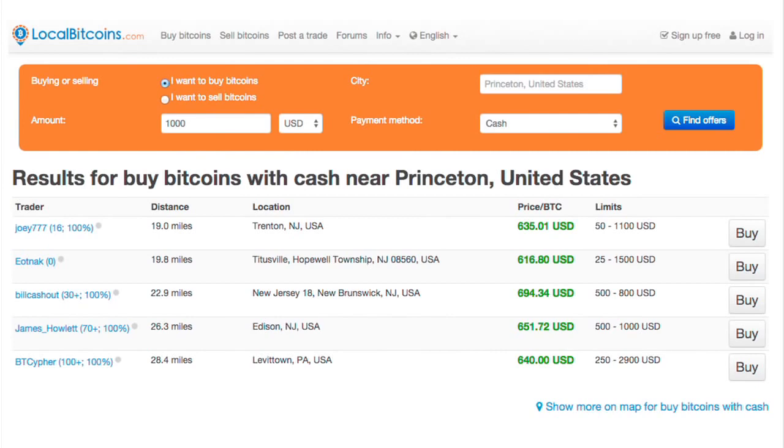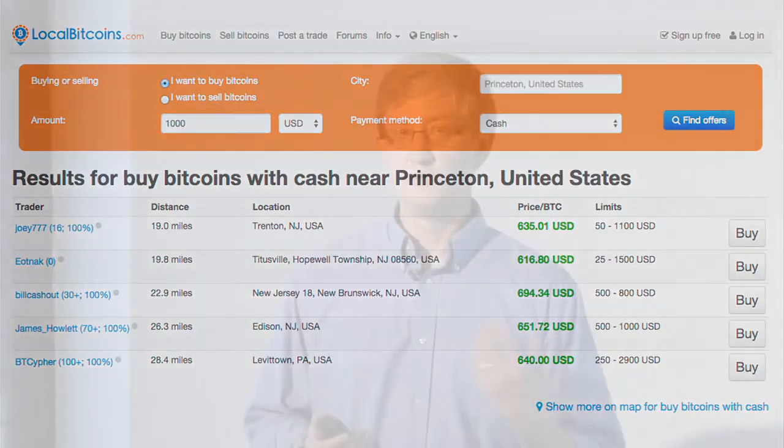You can just find a person near you, or you can find somebody you know. The very first Bitcoins I bought from one of my students who owned some Bitcoins. I just gave him some dollars, and he paid some Bitcoins into my digital wallet.